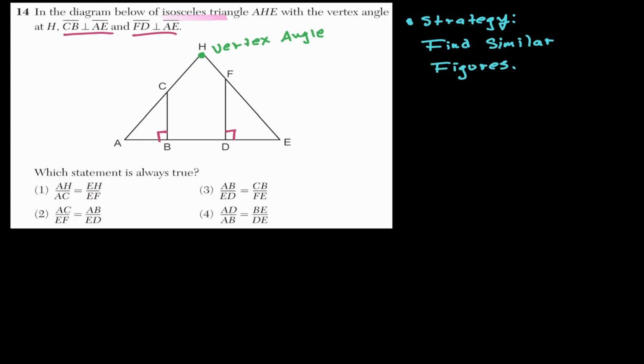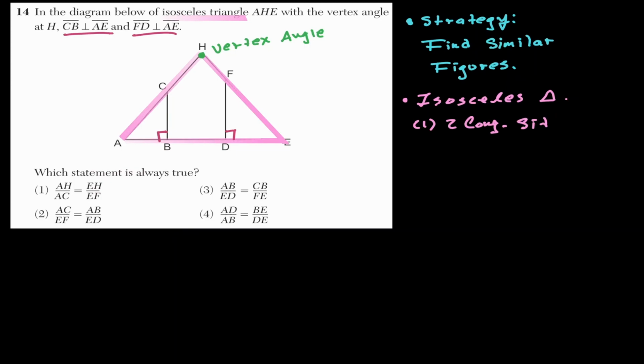Well, let's start with this piece of information. We are working with an isosceles triangle. Because we have an isosceles triangle, the following are true. We have two congruent sides, the ones that are intersecting at the vertex angle. So that will be AH and HE. And in addition, the opposite angles are also congruent. So we can say that angle A is congruent to angle E.